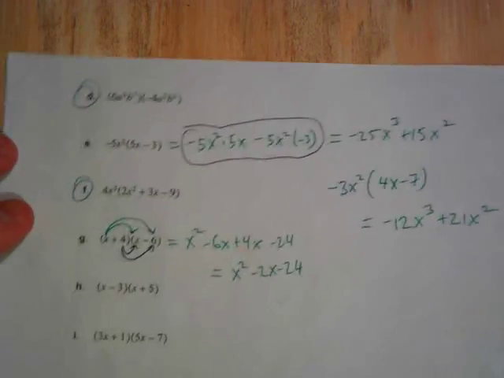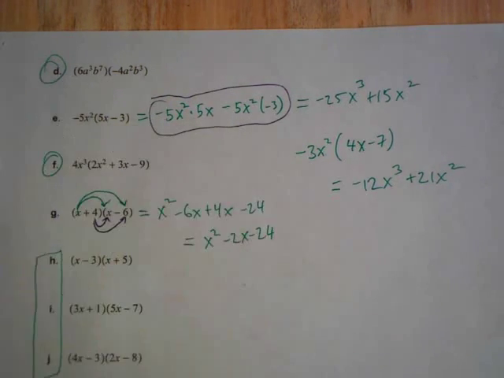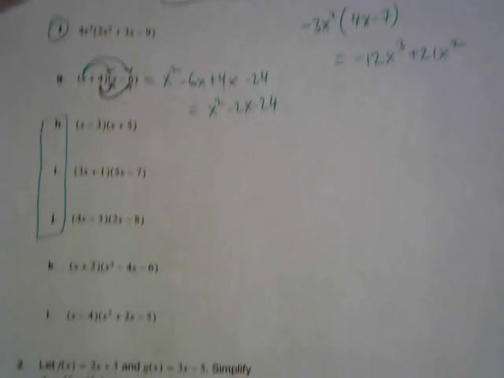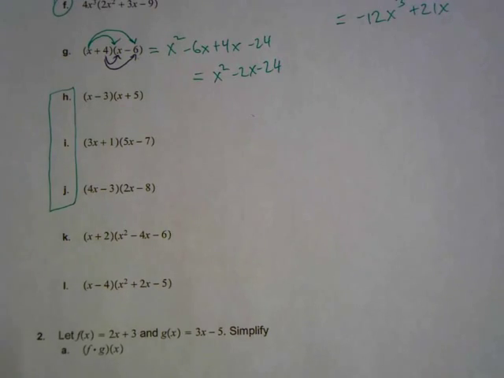Okay. I want you to try h, i, and j. And then k. K really isn't a big deal. It would help if you could see it, I suppose. K is just bigger. There's just more pieces, but we do it pretty much the same way.